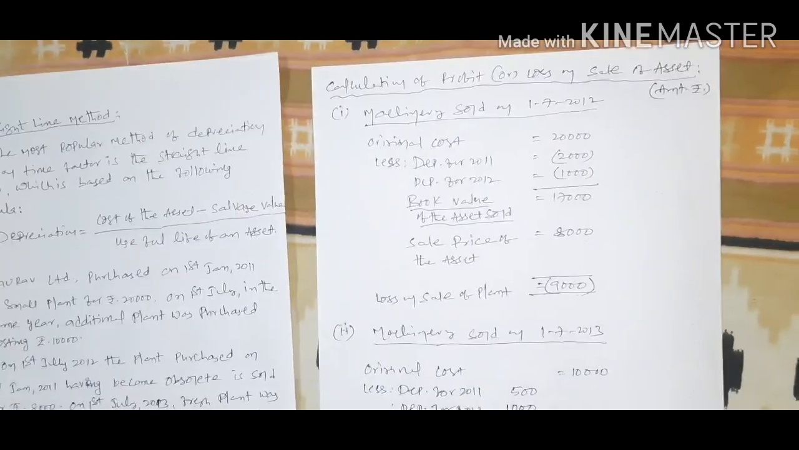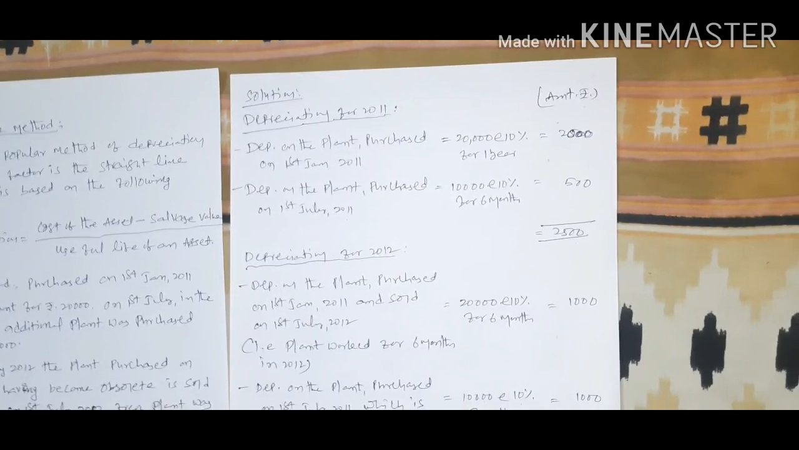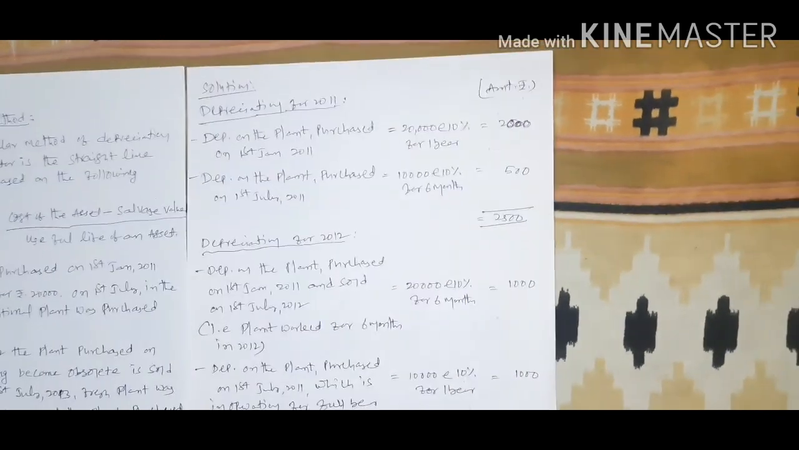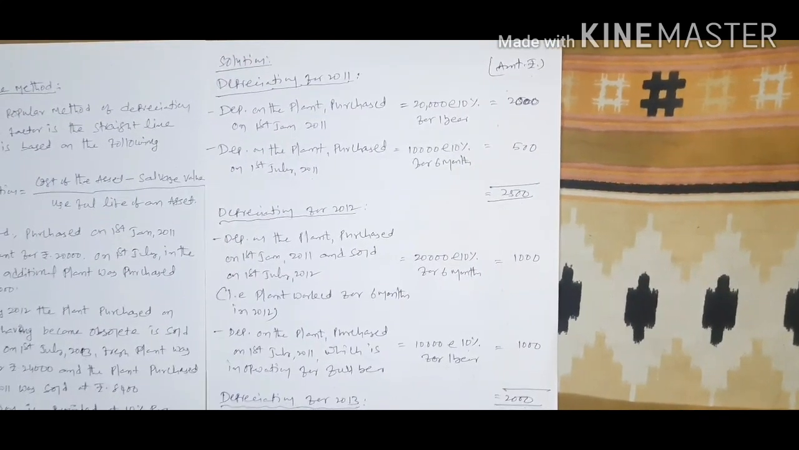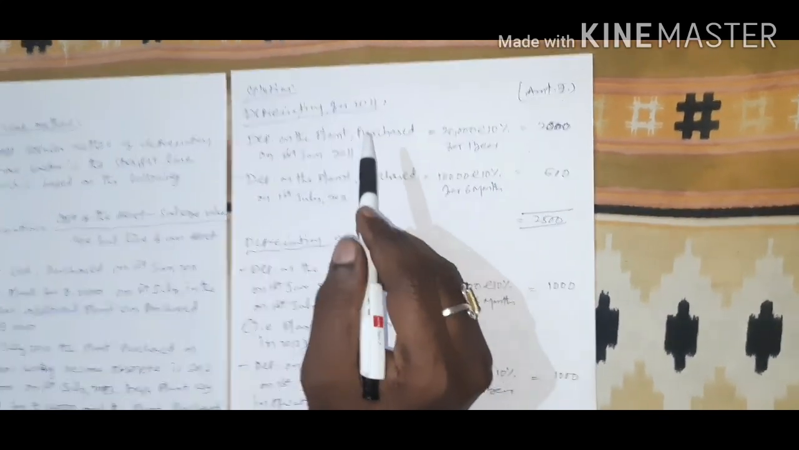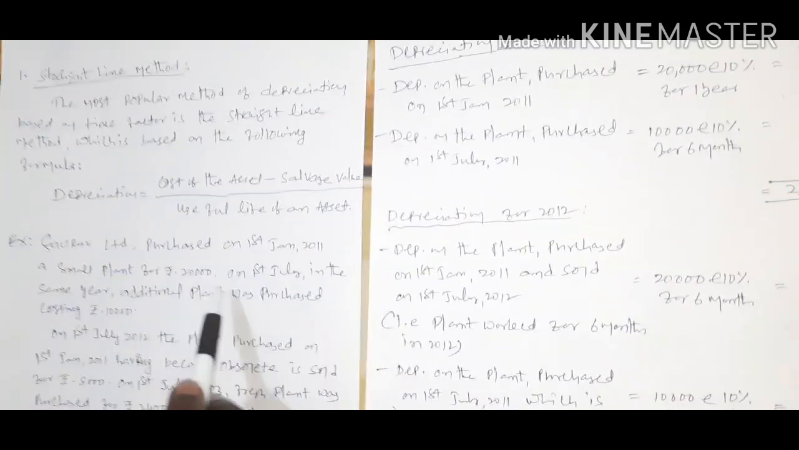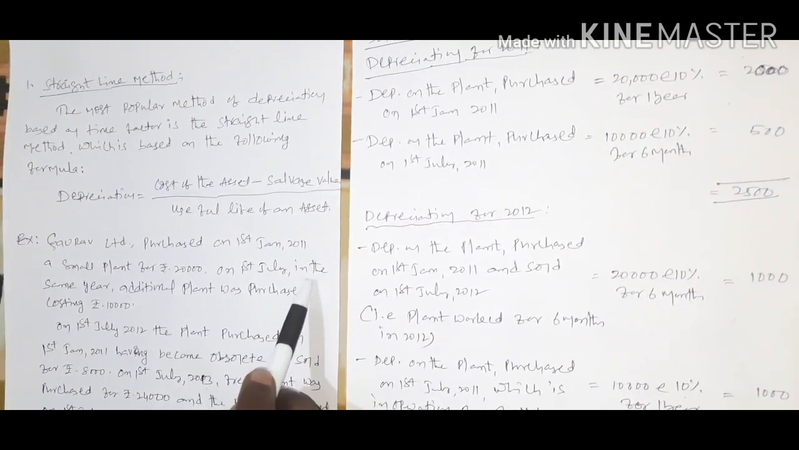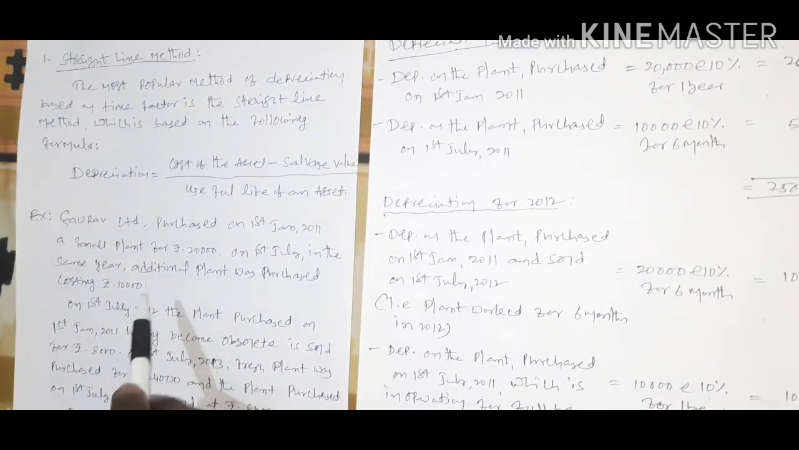Friends, now let us calculate the amount of depreciation to be debited to profit and loss account in 2011, 2012, 2013. First, let us see depreciation for 2011. Friends, Gaurav Limited purchased on 1st January 2011 a small plant for rupees 20,000. On 1st July in the same year, additional plant was purchased costing rupees 10,000.